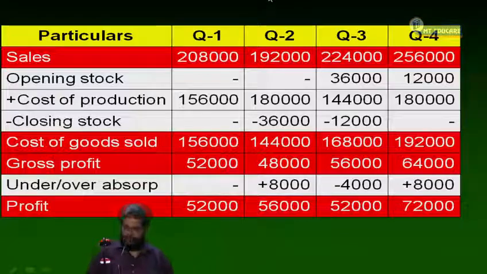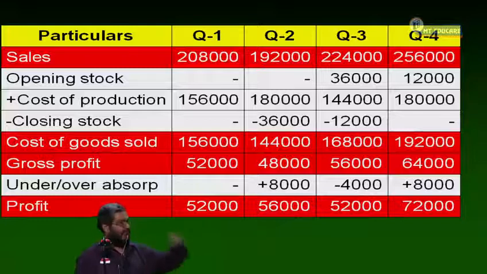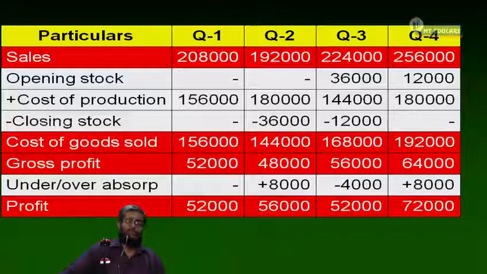Now, the last stage of discussion we'll make, then we can revert back to the standard costing chapter. Do both the systems report the same profit or different profit? The profits are different. Quarter 1 may be the same. All the remaining quarters are different. So the profit is different under both the systems.